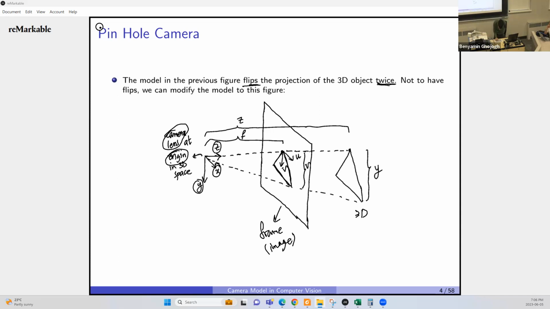So I'm moving from this point toward the lens, and I cut the plane here. Also from here toward the lens, I cut the plane here. I can do it for this point too, and I will cut it here. So this will make my image.